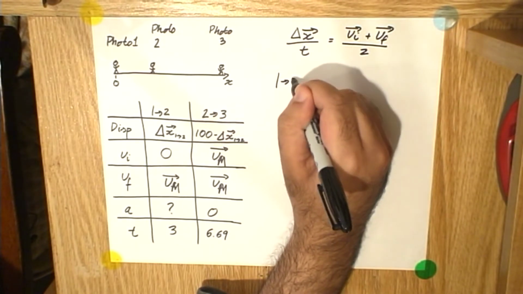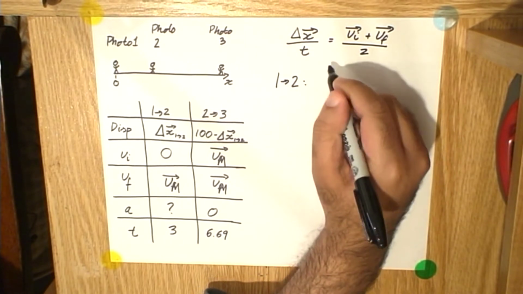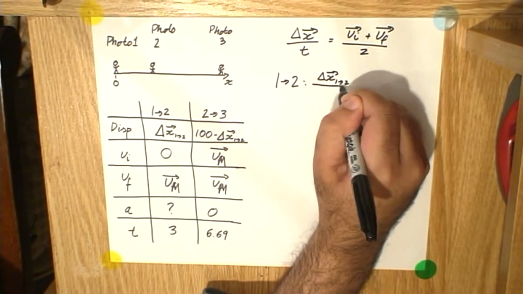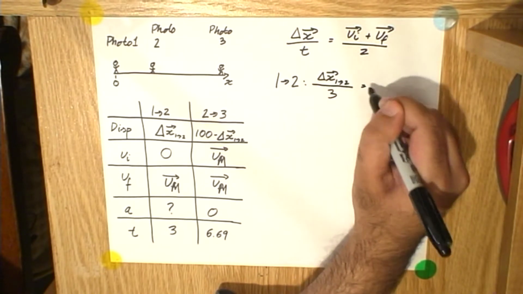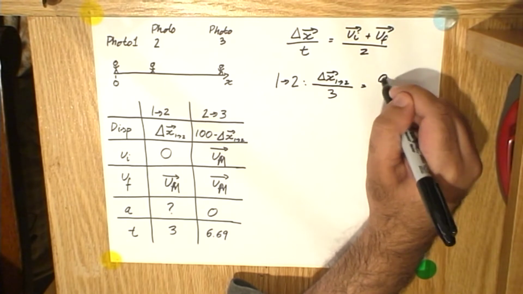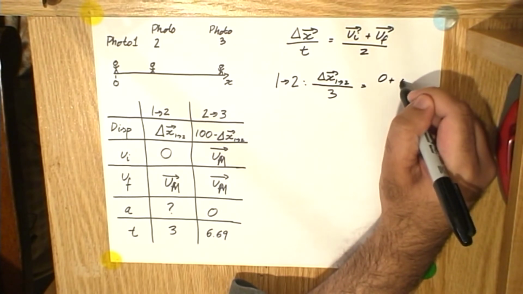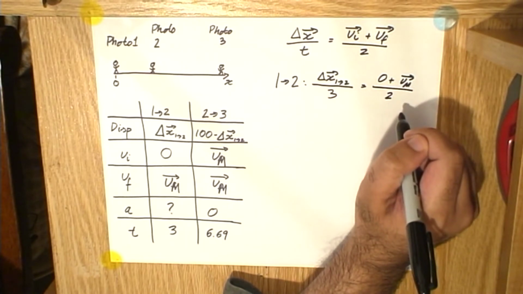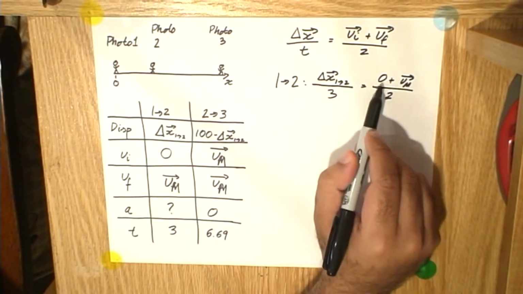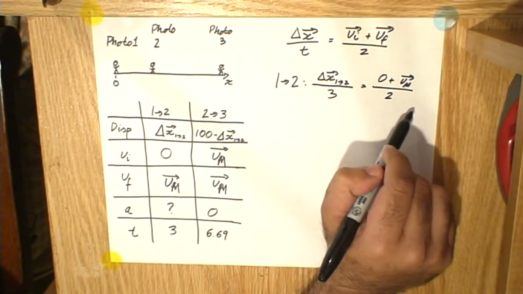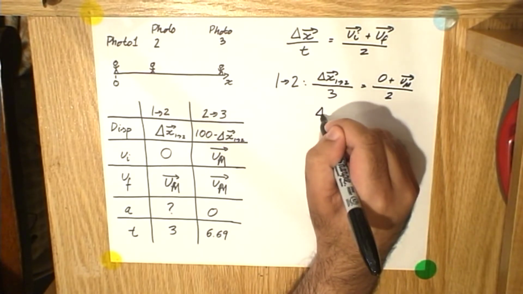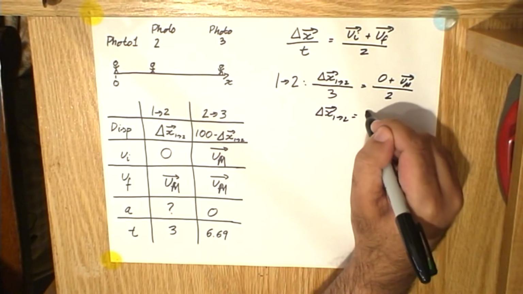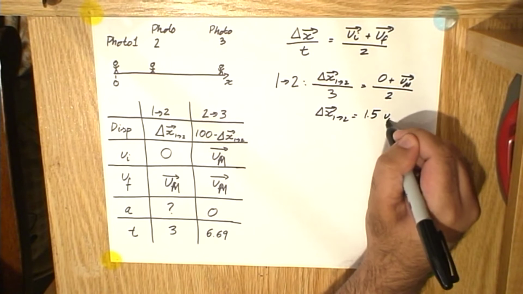So for 1 to 2, that will be delta x 1 to 2 divided by the time, 3 seconds, is equal to V initial plus V final, that would be V max, all divided by 2. So if I were to simplify this, 0 plus V max is V max, and if I multiply both sides by 3, I'm going to get delta x 1 to 2 is equal to 3 over 2, or 1.5, times V max.